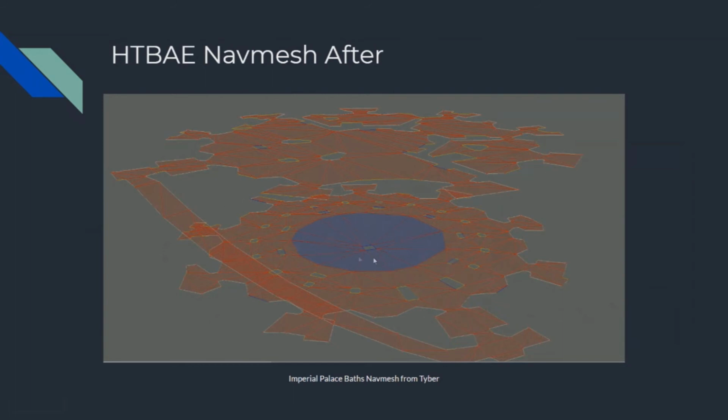The blue here designates water Navmesh. This is a special type of Navmesh. We have multiple different colors, different paths. This is just telling it he's bathing in the water.